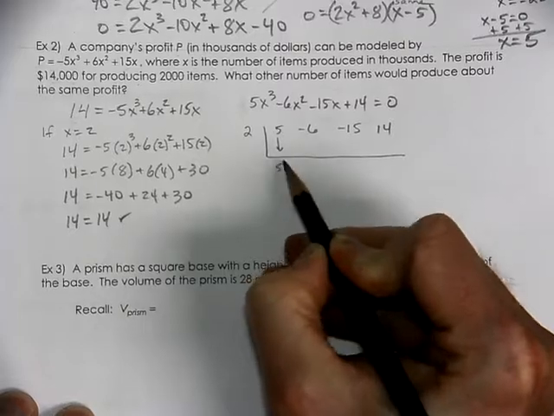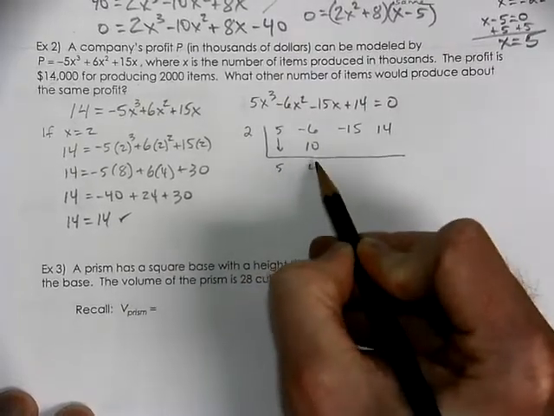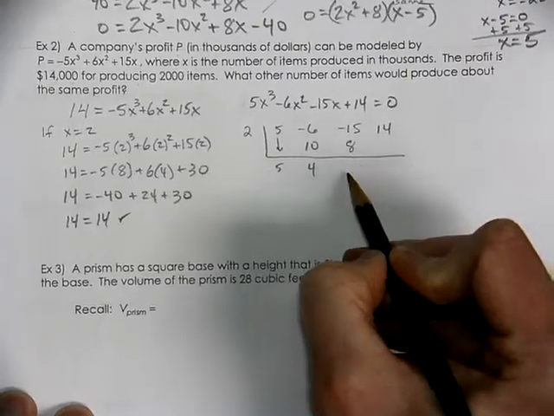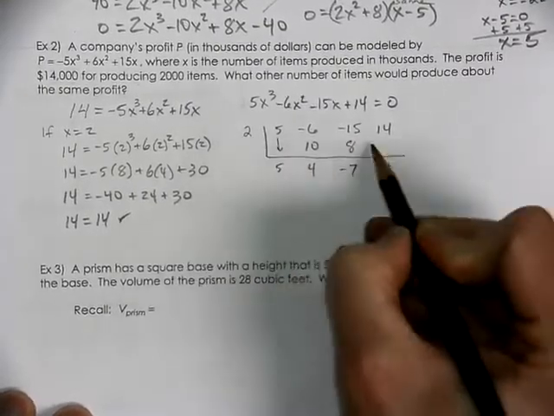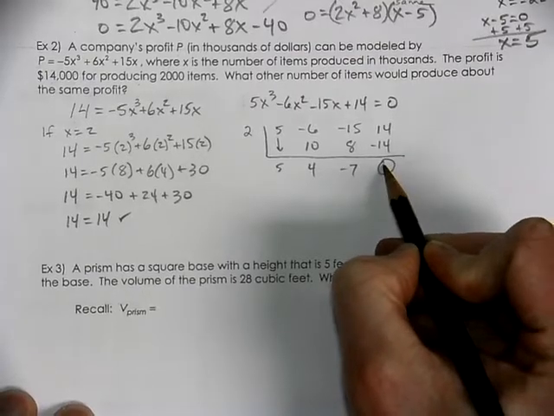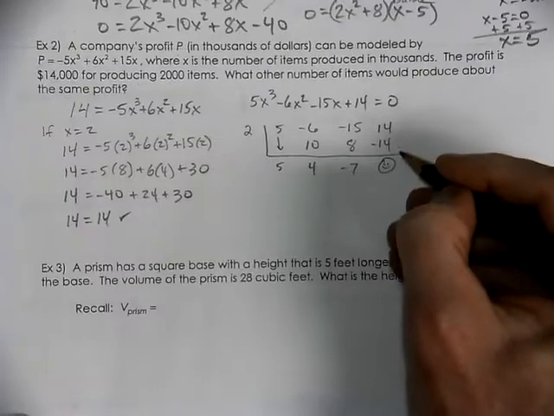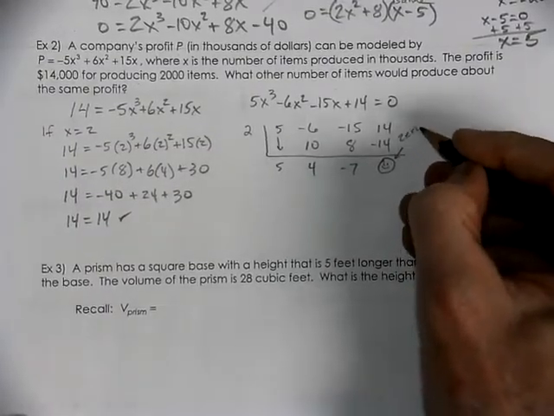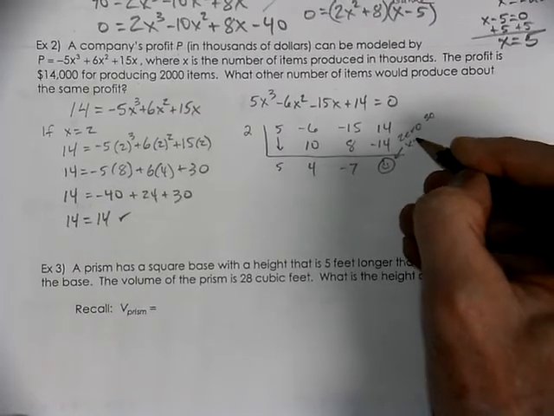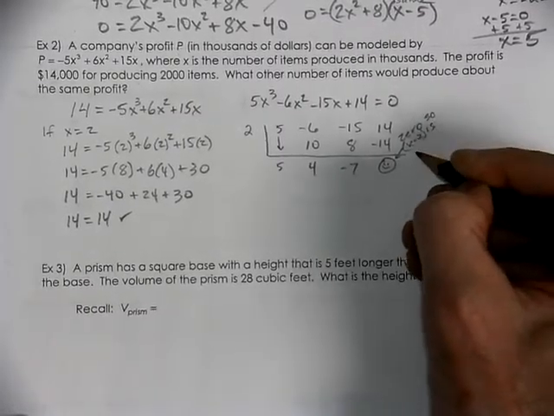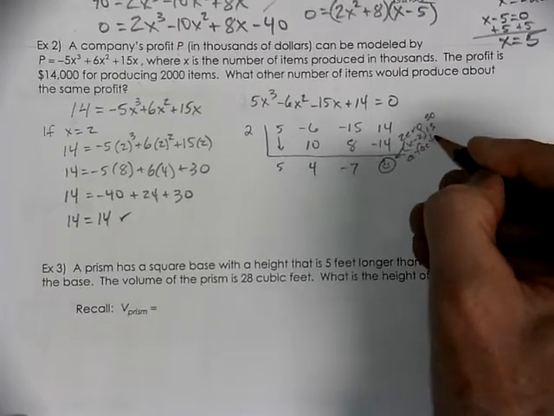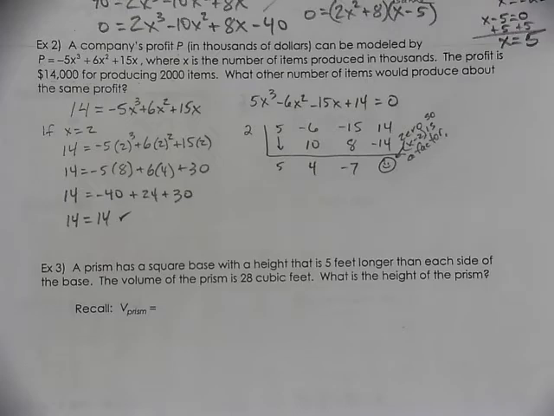So we're going to drop down our 5 and multiply to get 10. That gives us 4. Multiply to get 8, negative 7. Multiply to get negative 14, that gives us 0. Well, we knew that. We knew we would get 0. So x minus 2 is a factor. What else would be a factor? What else would produce a 0?